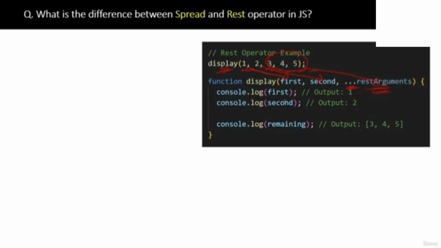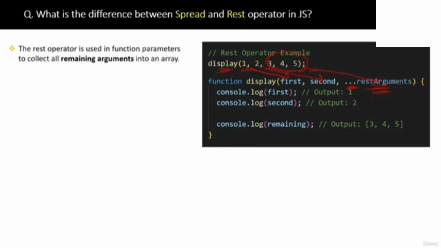Finally, the definition of rest operator is: the rest operator is used in function parameters to collect all remaining arguments in an array. Remember, it gives the rest of the arguments in an array. So that's the whole story. I think now the difference is very clear to you. One is to spread the array into individual elements, and the other, rest, is to represent the rest of the elements.